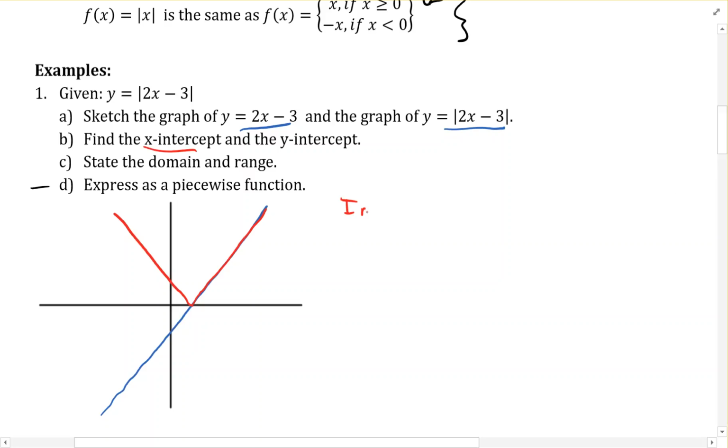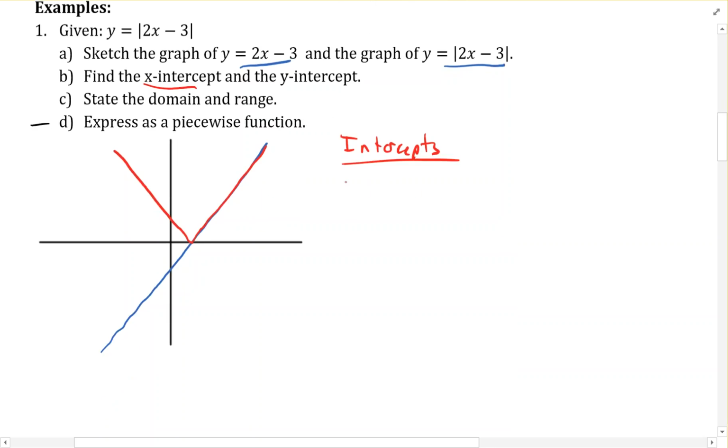So intercepts. X-intercept is going to be where y is equal to 0, right? Actually, you know what? Just for the sake of it getting harder as we go, let's do the y-intercept first. A little bit easier. So the y-intercept is going to be when x is equal to 0, right? So we're looking for this. That's where our x value is 0 at that point.